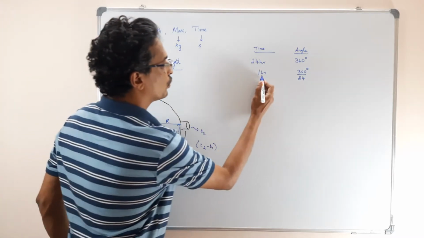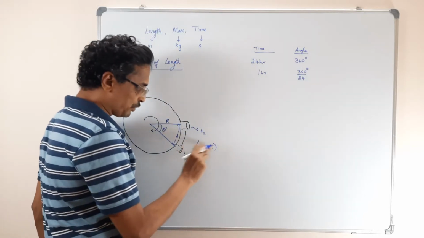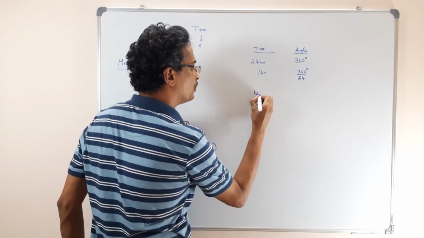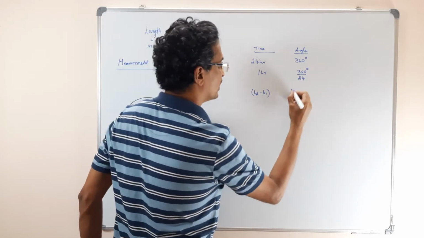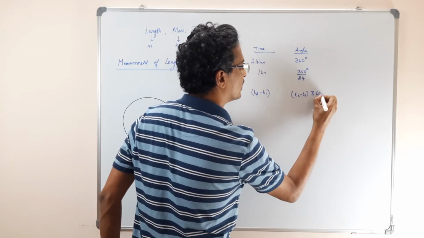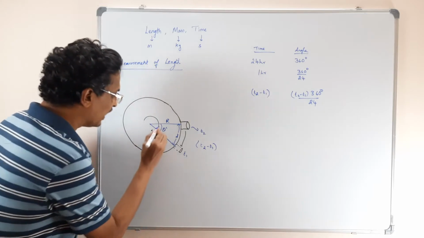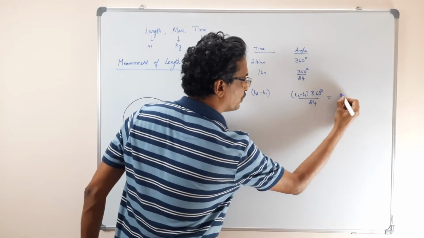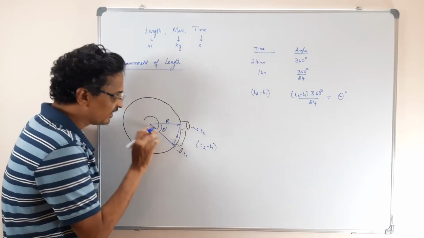So he knows that in 1 hour, the earth has moved by this much degree. So he knows from T1 to T2. Therefore, T2 minus T1 hours, whatever the time, the earth would have made (T2 minus T1) into 360 degrees by 24. Am I right? So this is an angle corresponding to theta. Let us express it in radians. So this is the angle, he knows it.